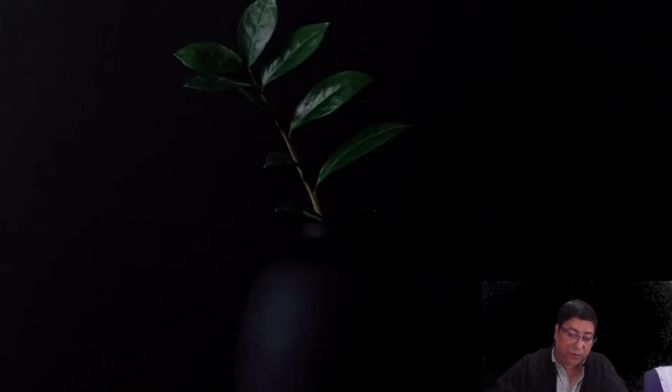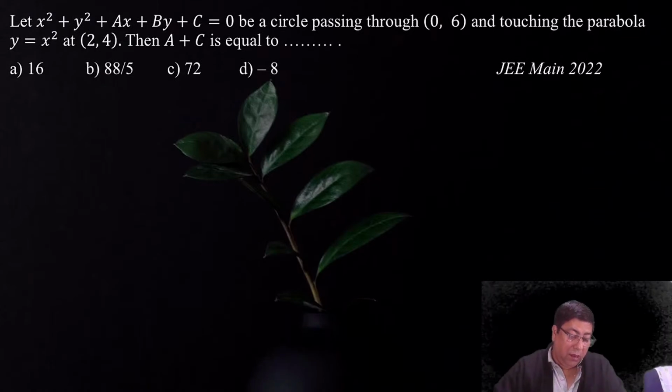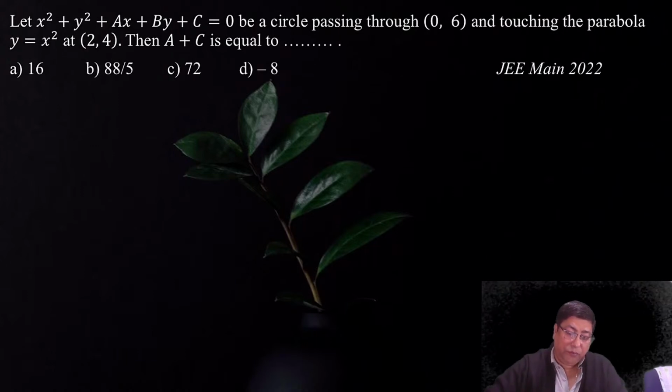So everybody, let's start. First of all, let x square plus y square plus ax plus by plus c equal to 0 be a circle passing through the point 0, 6 and touching the parabola at 2, 4, then a plus c. This is the JEE Main question of 2022. So how to solve this sum? Let us start solving.